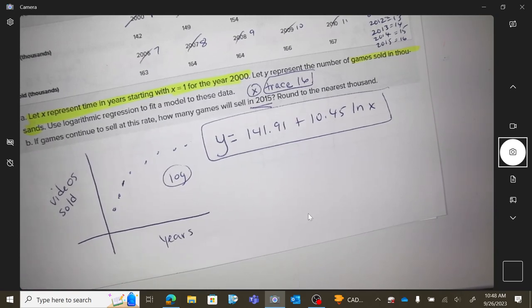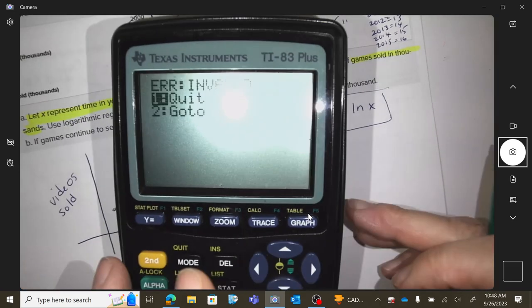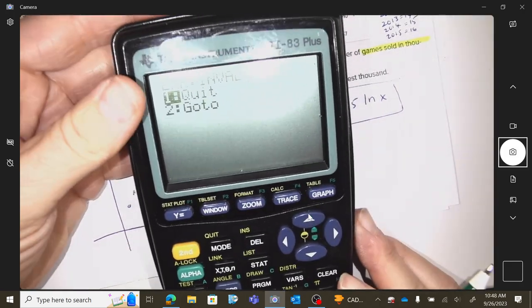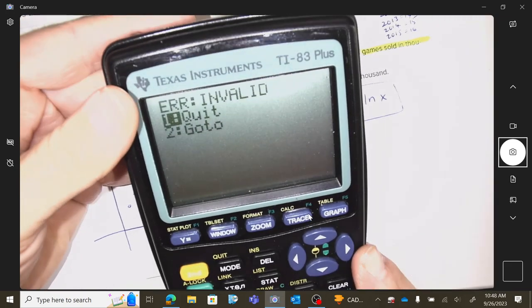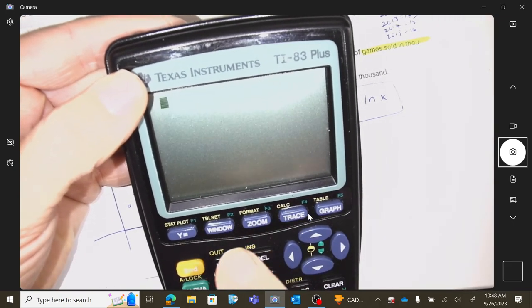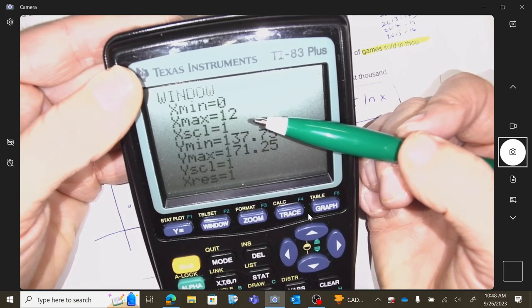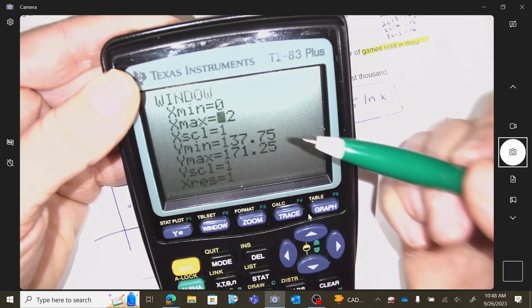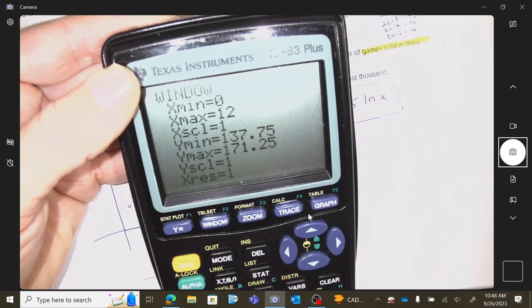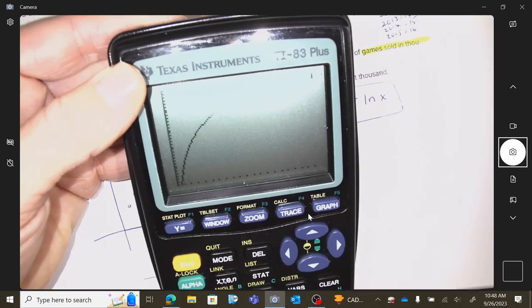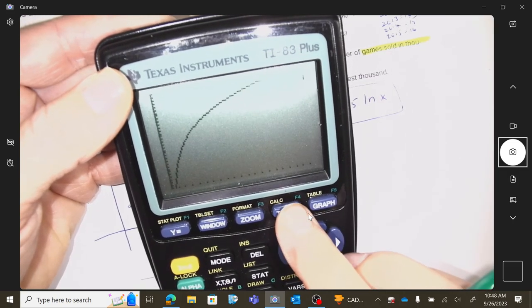Did you all get quit? I gotta quit. It's not letting me do it. So what's the problem? I need to go to my window. And this is the problem. It didn't let me go to 16 because my window was already ending at 12. So I'm going to go to 20. Try that again. Trace 16.